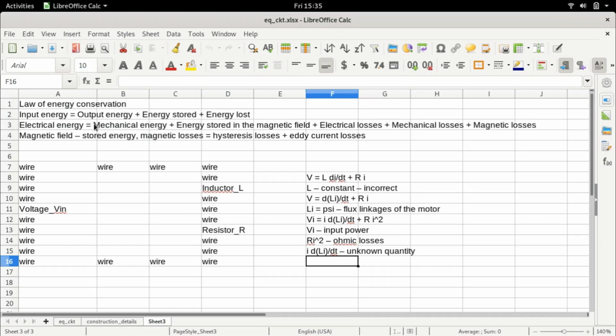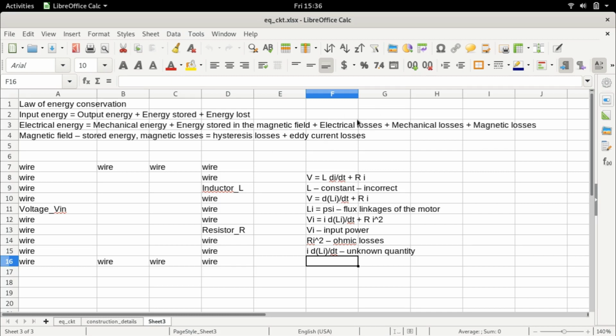So as I said, we are already making some kind of an analogy. If you look at this entire equation, we know input electrical energy has to be equal to the output mechanical energy plus the energy stored in the magnetic field. Why? Because a magnetic field is fundamental to the operation of any machine, right? Any machine operates on the basis of a magnetic field produced within it. So therefore, there will be energy stored in the magnetic field.